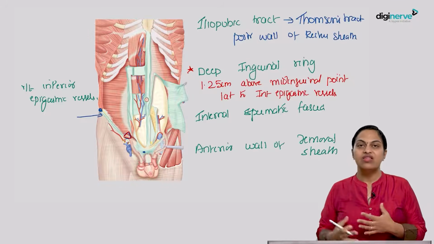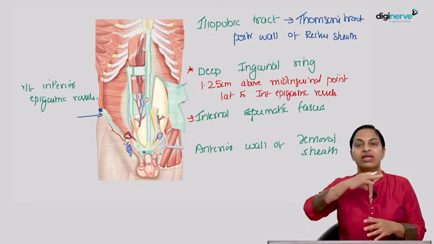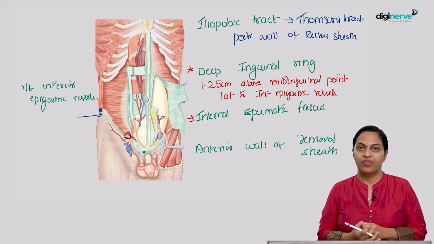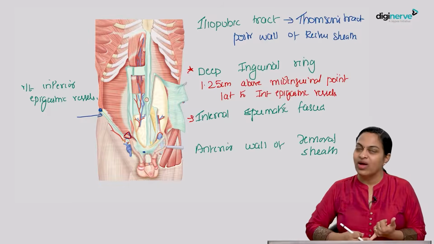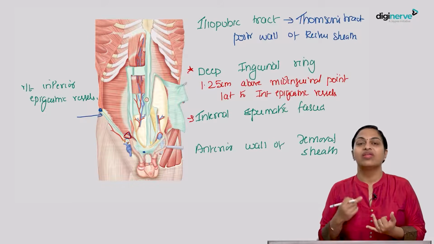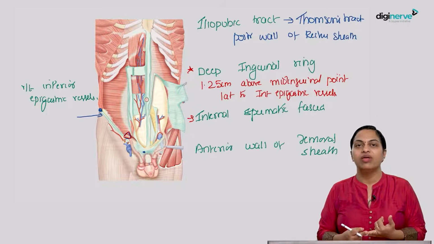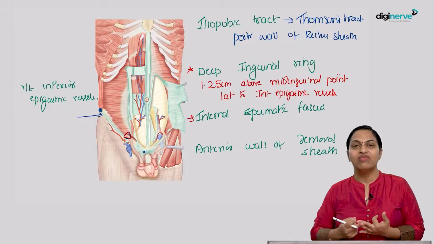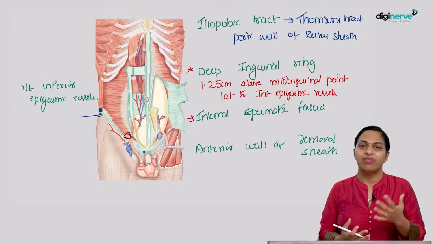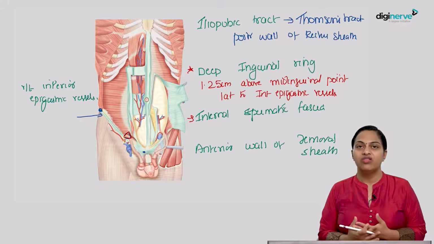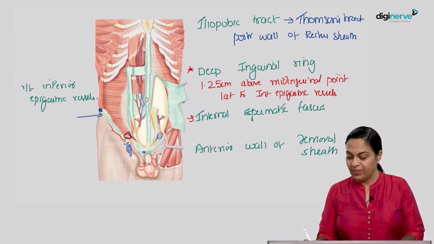From the margins of this deep inguinal ring, we get the internal spermatic fascia. So the external spermatic fascia is an extension from the superficial inguinal ring, and inner to that we have the cremaster muscle that comes as an extension from the internal oblique muscle, and then inner to that we have the internal spermatic fascia, which is nothing but an extension from the margins of the deep inguinal ring. That's the fascia transversalis. Right.